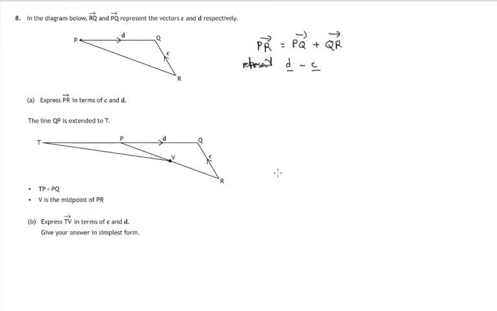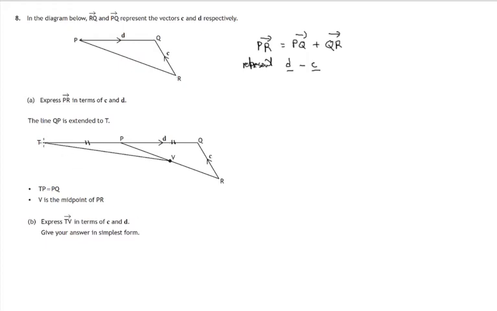Let's now look at the second part of the question. The diagram gets slightly more complicated. We're told that this distance from T to P is exactly the same as the distance from P to Q, and that's an extension of that line.